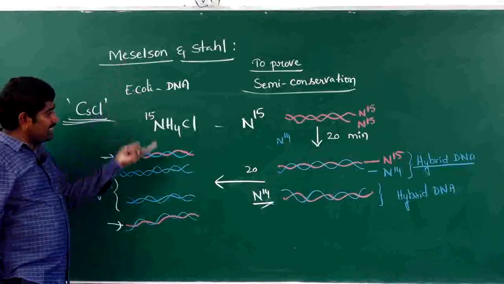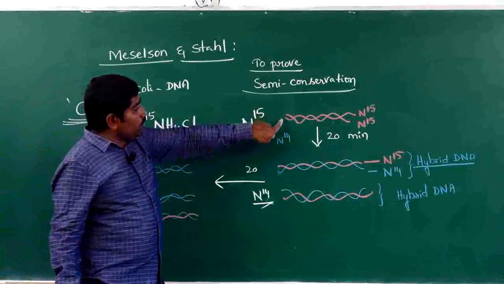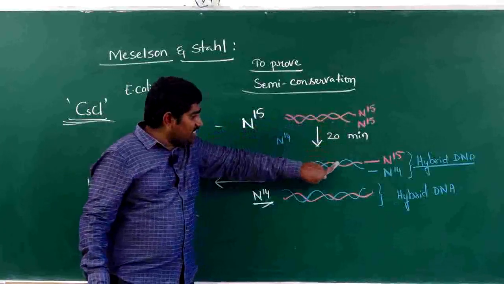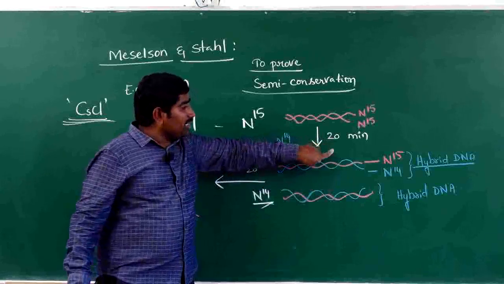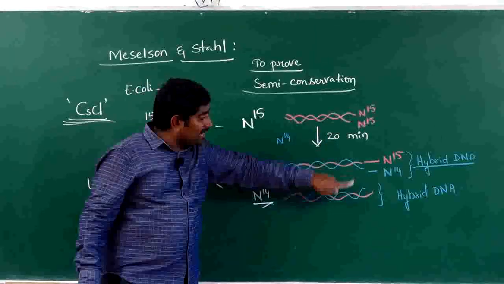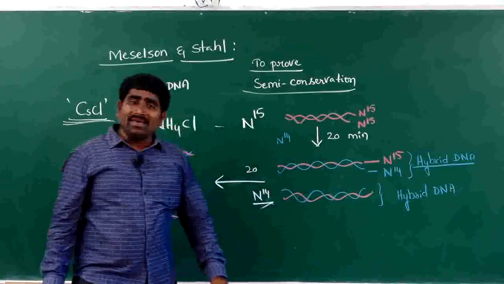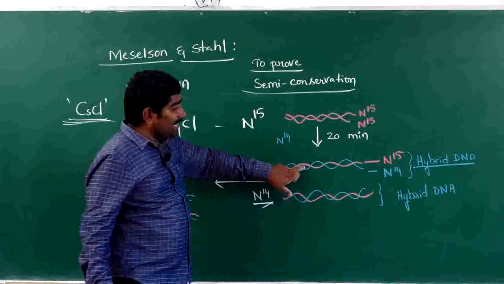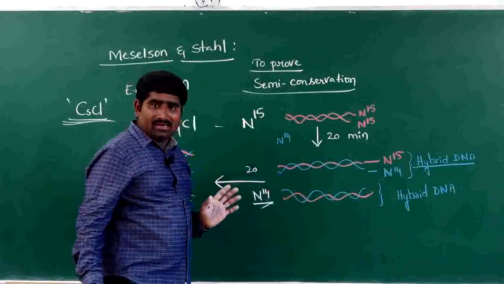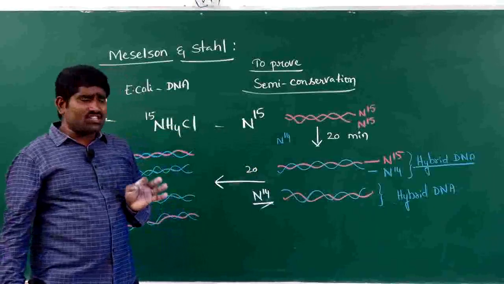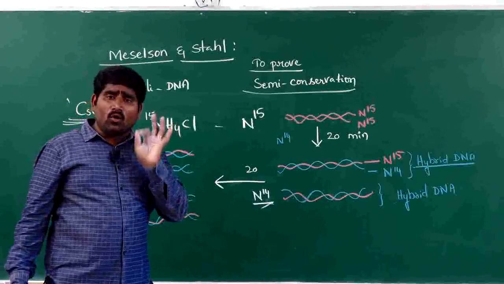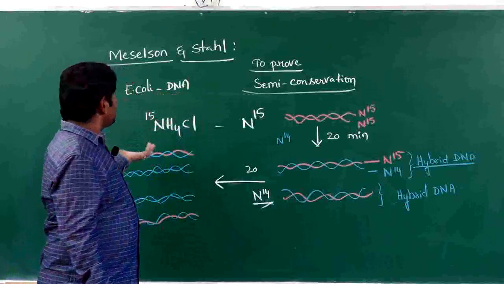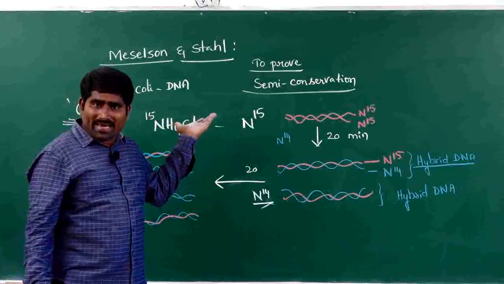From this experiment we can say that the parent DNA has N15 in both strands, but in the next generation after 20 minutes, the daughter DNAs have only one parent strand and one new strand. In the semi-conservative method, the two strands of parental DNA are conserved in two different daughter DNAs. That means each daughter DNA will have one old strand, or parent strand, and one new strand. So this is the semi-conservative method, and it was proved by Meselson and Stahl.